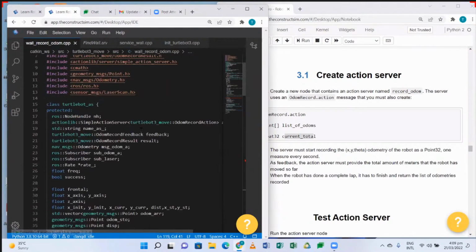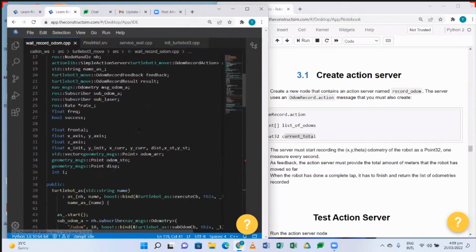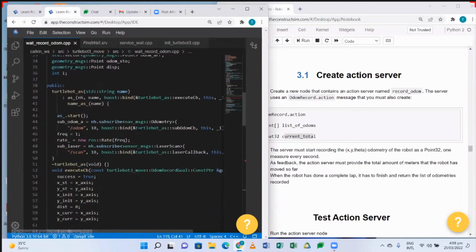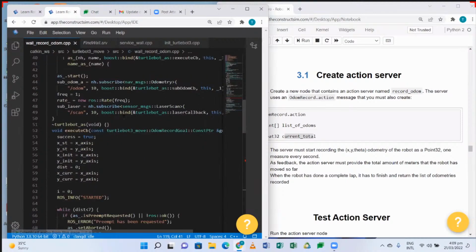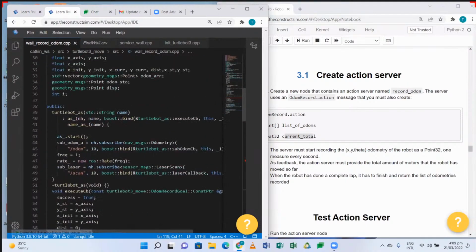And now here is the action server class or action server node, in which the frequency was supposed to be 1 hertz, or it must keep recording after each second.